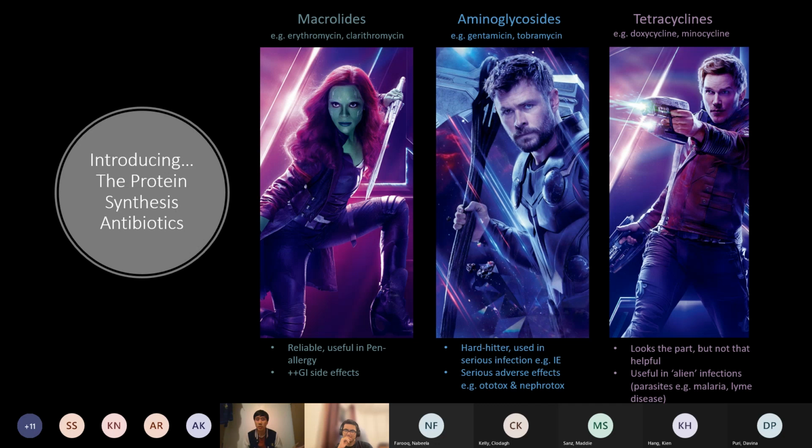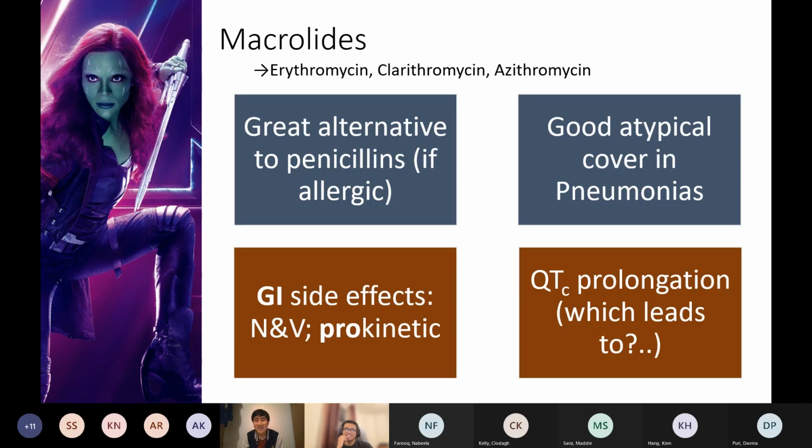Tetracyclines, we've gone for our lovely Chris Pratt, Star-Lord, because we're thinking about alien stuff. So it's useful in the alien infections, parasites, that sort of thing. And it looks the part, but it's not actually that helpful. It's down there in my list of antibiotics. Not a big fan. I mean, they use them a lot, but they shouldn't be using them a lot. Yeah, not great. So examples of macrolides are your erythromycin, clarithromycin, and azithromycin.